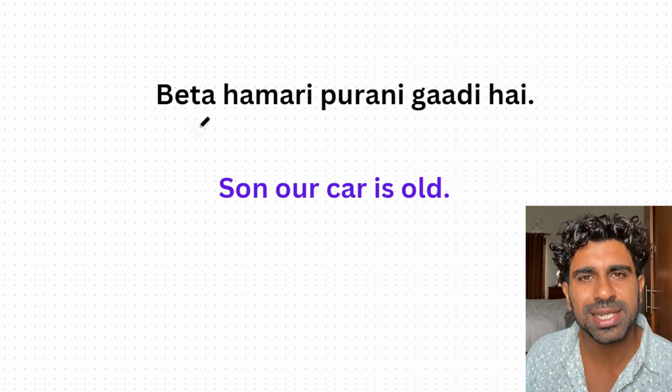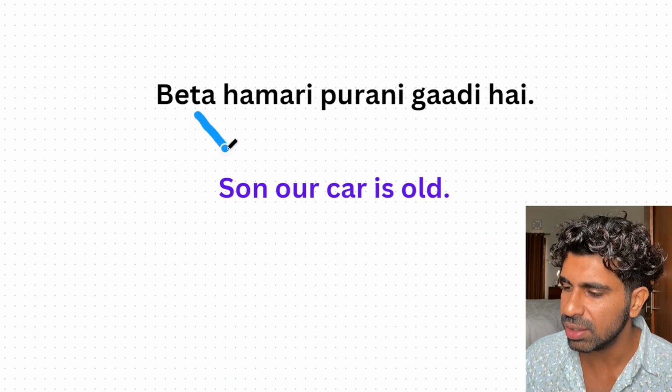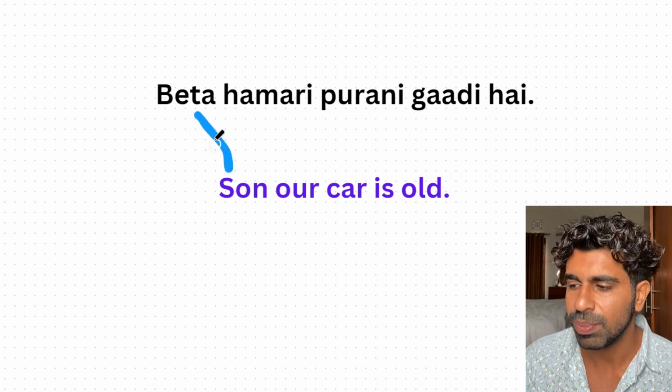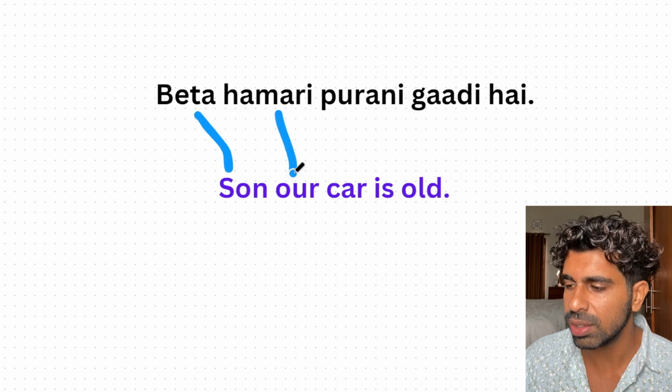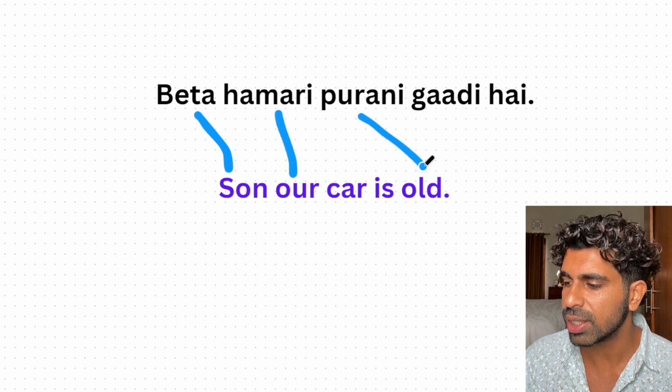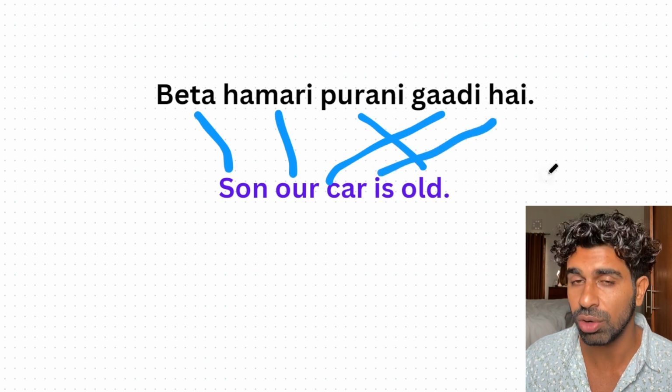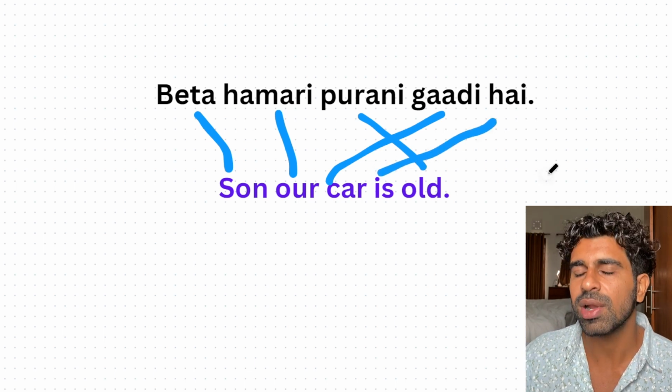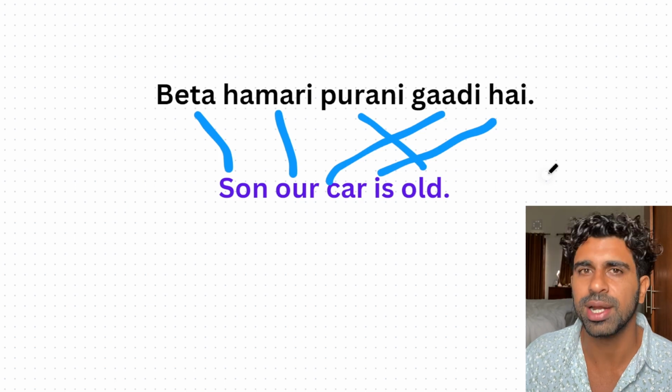But if we break down this sentence, beta means son and beti would be daughter. So beta, hamari is our, purani is old, gadi is car, and then you have hai as the helping verb. That always goes in the end. So son, our car is old, beta hamari purani gadi hai.